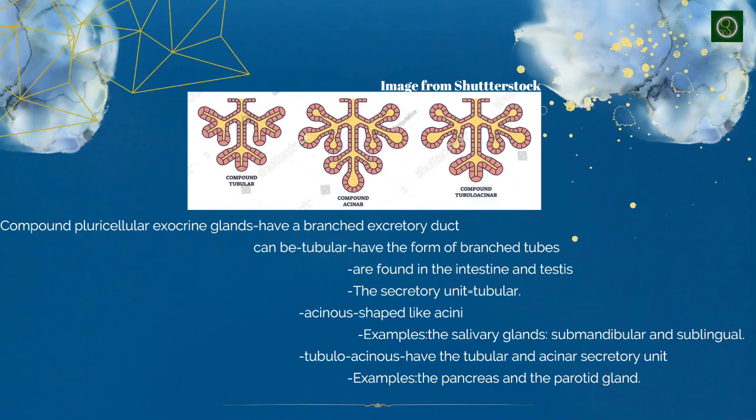Tubular compound glands have the form of branched tubes and are found in the intestine and in the testicles. The secretory unit of these glands is tubular. Compound acinar glands are shaped like sacs. Examples of such glands are the salivary glands, submandibular and sublingual. Compound tubular acinar glands have both tubular and acinar secretory units. Examples of such glands are the pancreas and the parotid gland.